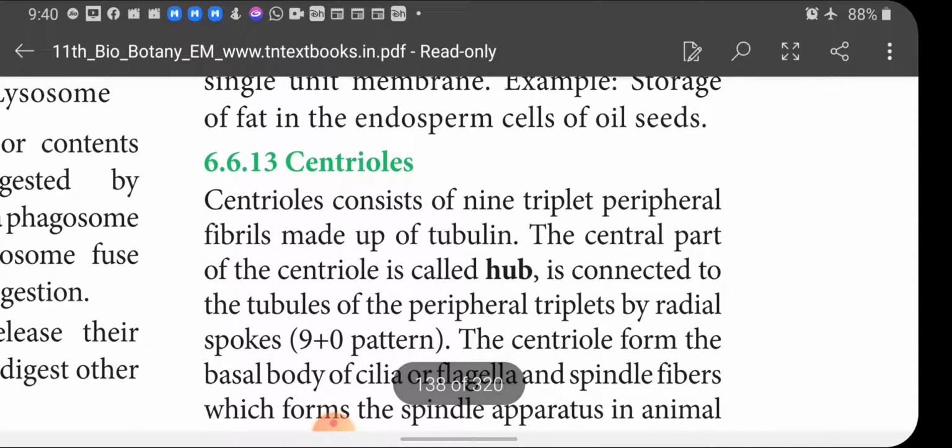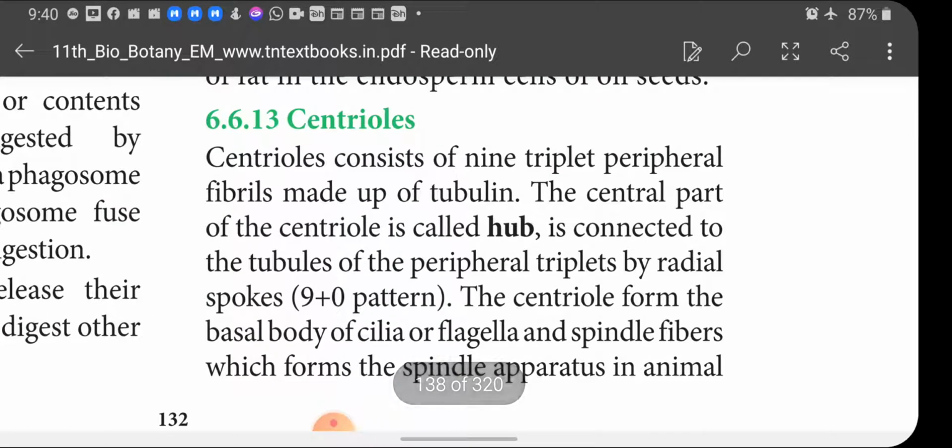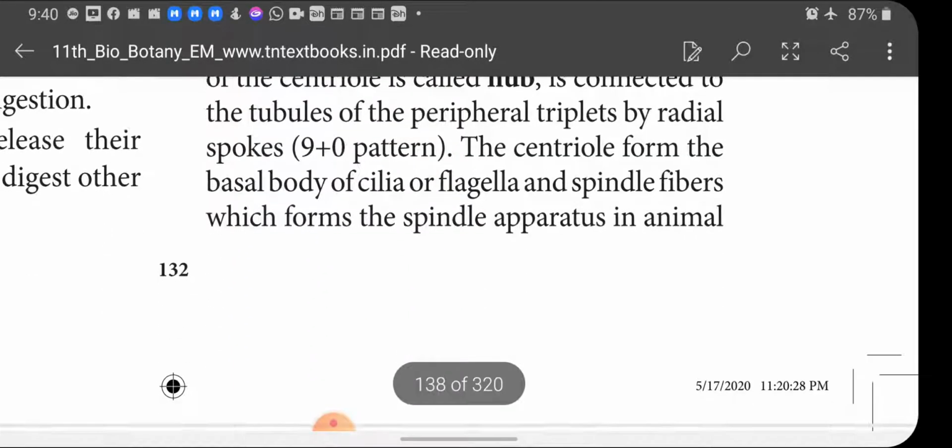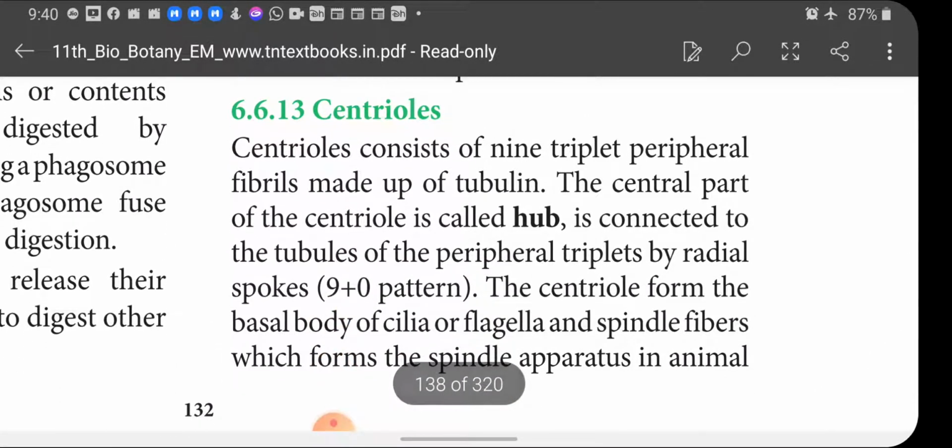Next, we are going to see the centriole. The centriole consists of nine triplet peripheral fibrils made up of tubulin. The central part of the centriole is called the hub, and it is connected to the tubules of the peripheral triplets by radial spokes, a 9+0 pattern. That means in the center no other fibrils are present, so it is called a 9+0 pattern. The centriole forms the basal body of cilia or flagella, and the spindle fibers which form the spindle apparatus in animals. This centriole is present only in animal cells.